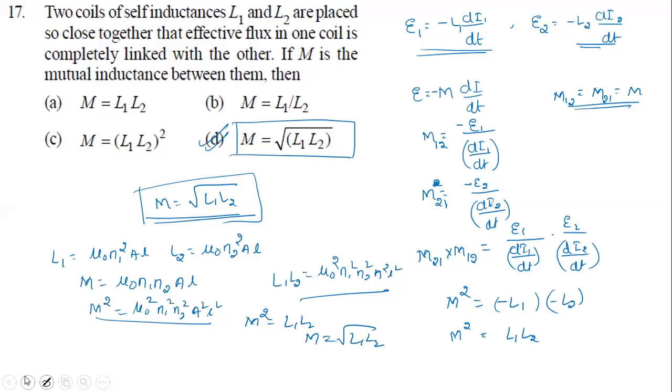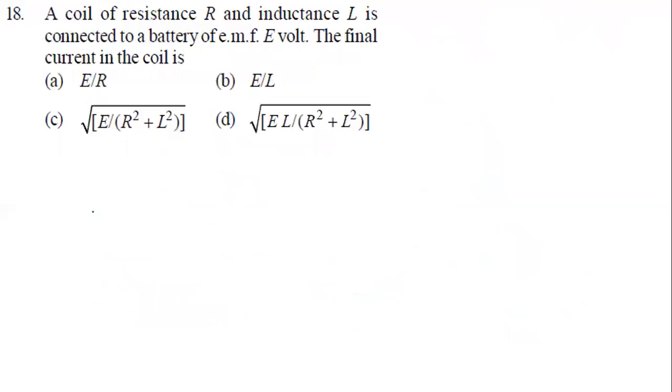Question number 17, next. Look at now a coil of resistance R and inductance L. So there is a coil of resistance R and inductance L connected to a battery of EMF E volt. Then what is the final value of current? If I take a series combination, there is a resistor and an inductor connected to a battery of EMF E volt. Then the final value of current is asked.